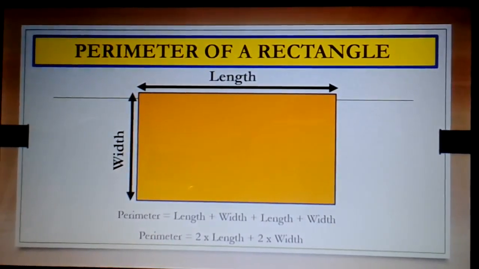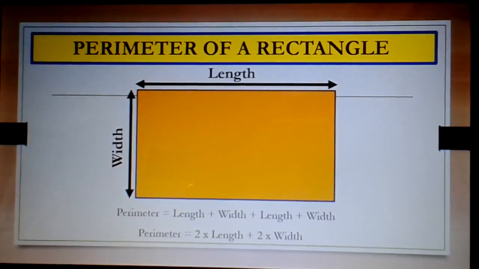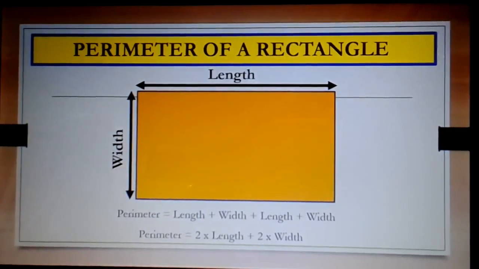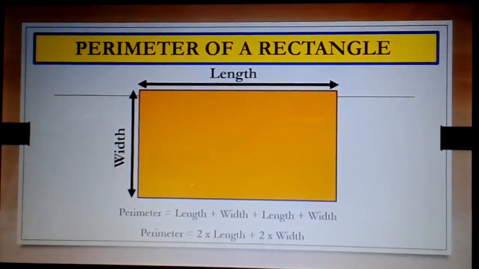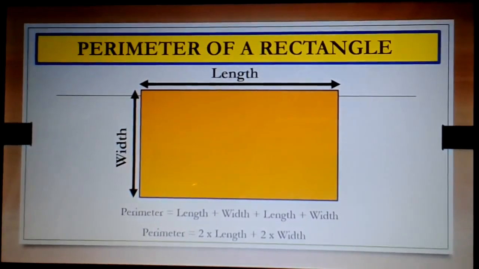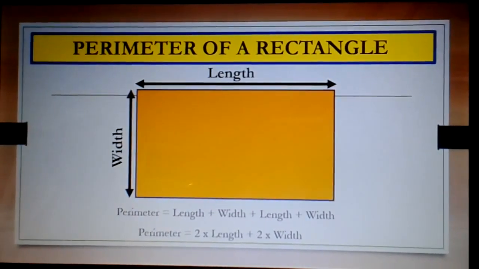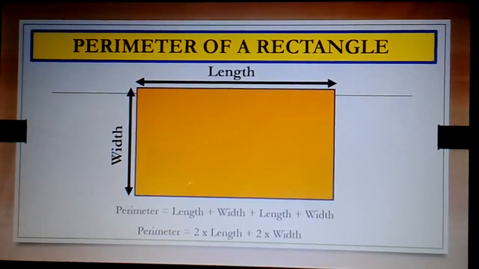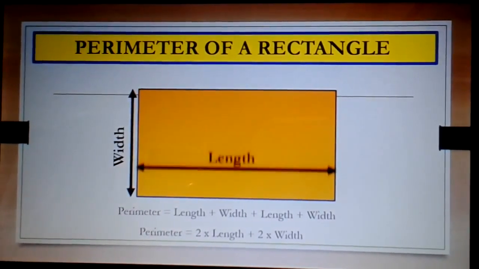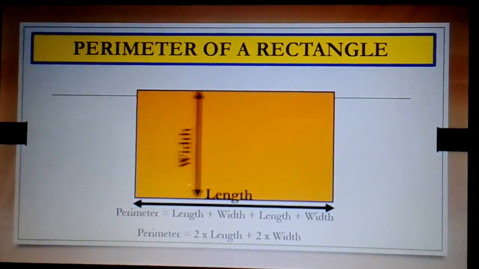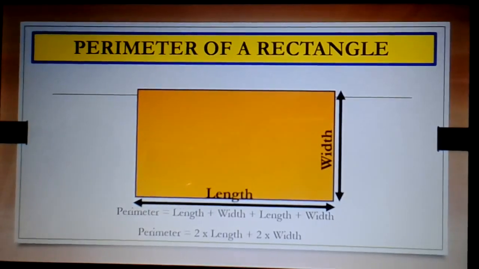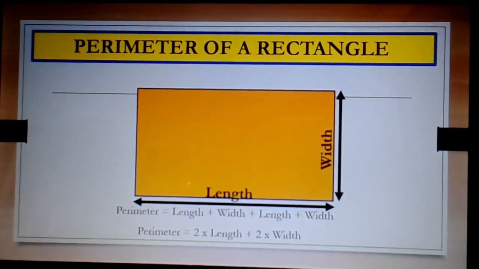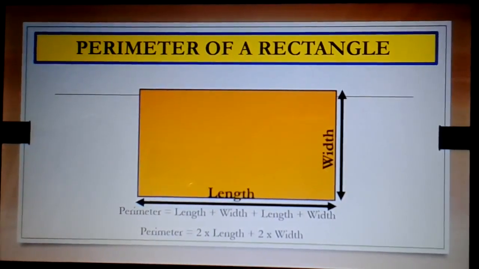Let's look at finding the perimeter of a rectangle. What do we know about a rectangle? If we recall, a rectangle has opposite sides being equal and parallel. So we could have length and width. But if opposite sides are equal and parallel, how many lengths would we have? And you are correct, 2 lengths. How many widths do you think we would have? You're also correct, 2 widths.